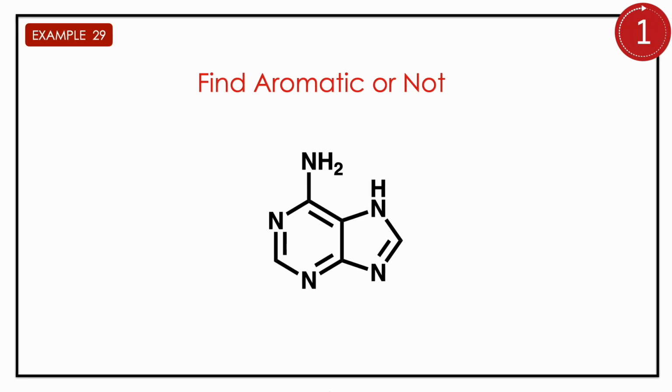Then the next example, you have a fused system with a heterocyclic nitrogen. It has an amine as well as a connected aromatic-like architecture. The compound is called adenine. You should find whether it is aromatic or not.